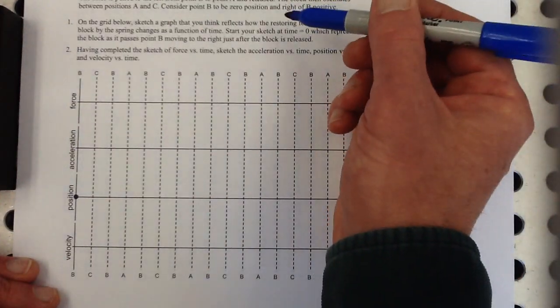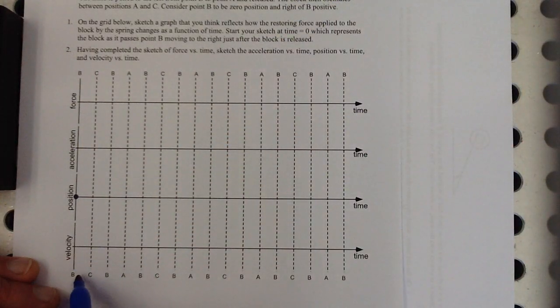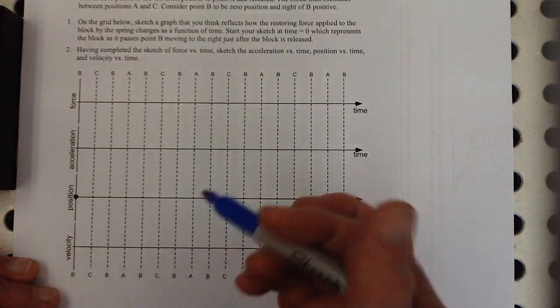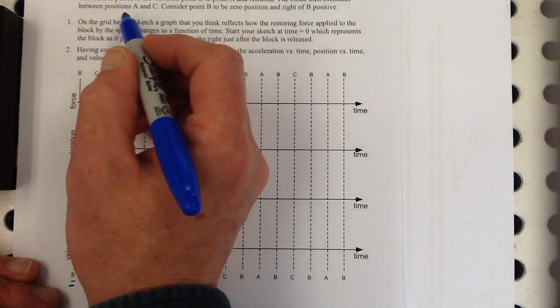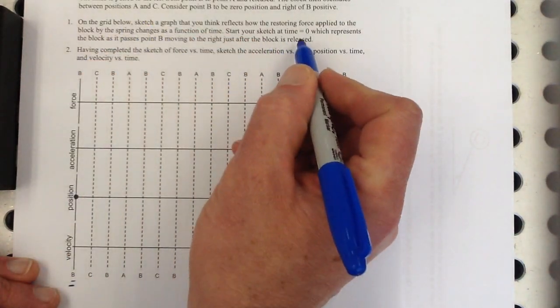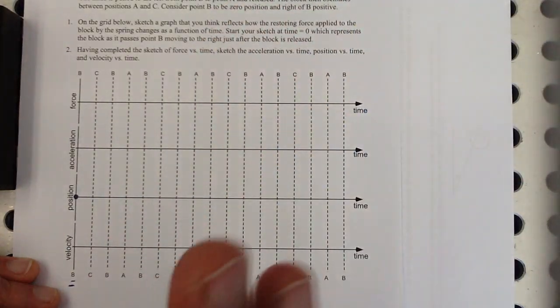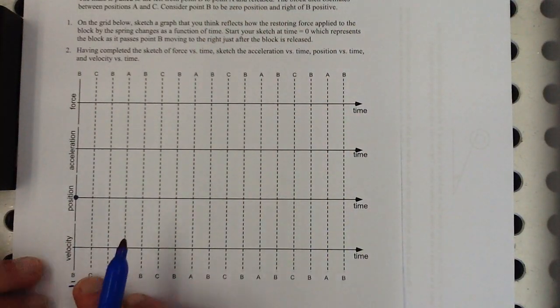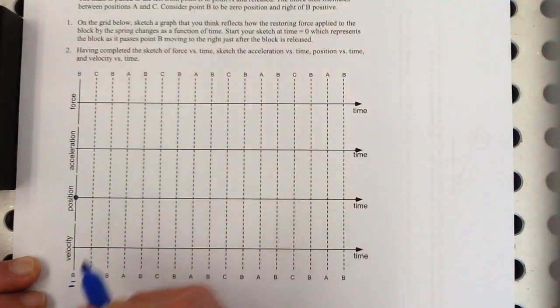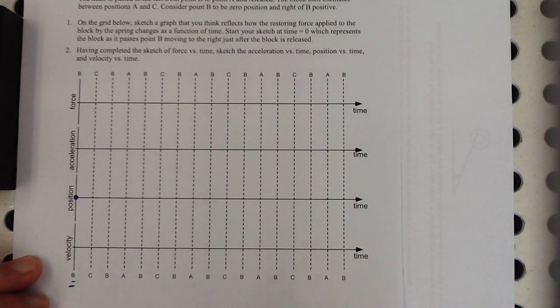Well, I guess I feel like the way that this is laid out with these letters, it doesn't quite match up. Because if we're saying here that we're starting at position B, I feel like it should be starting at position A, because that's where they're going to compress it to there and let go. But anyway, I'm going to go with what it says here. So in other words, I'm going to start keeping track when it's at position B headed toward position C.